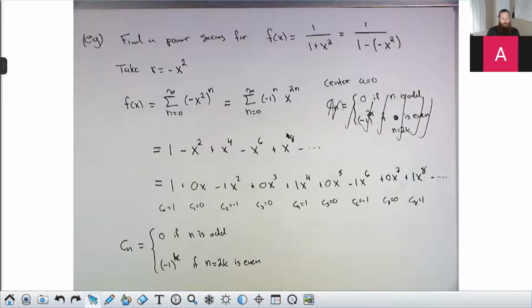Because the evens alternate, right? C0 is 1, C2 is -1, C4 is 1, C6 is -1. So here k is 0, here k is 1, here k is 2, here k is 3, here k is 4. And you see it follows the sign of k.